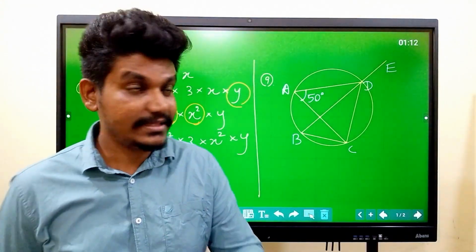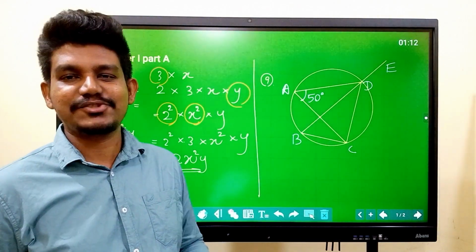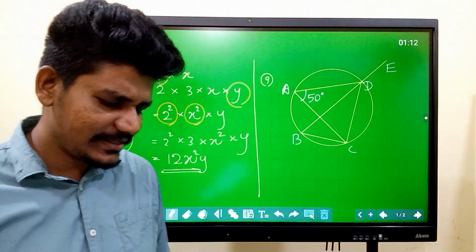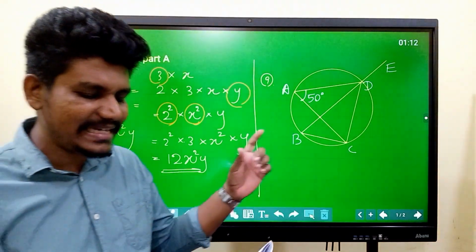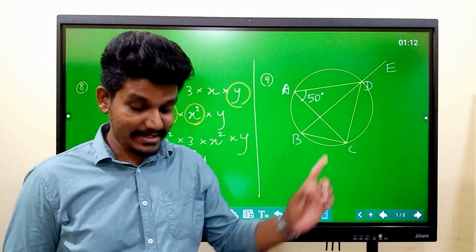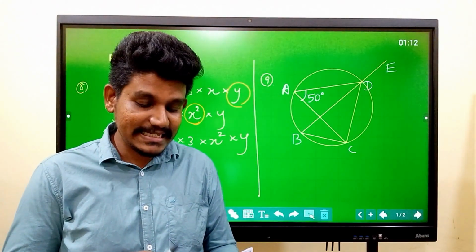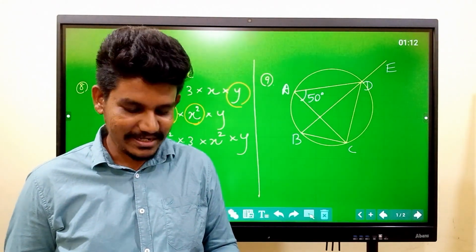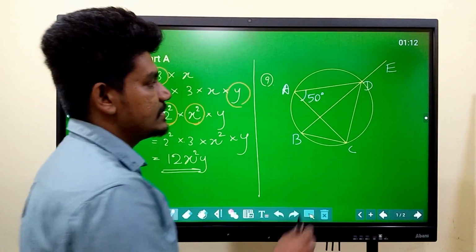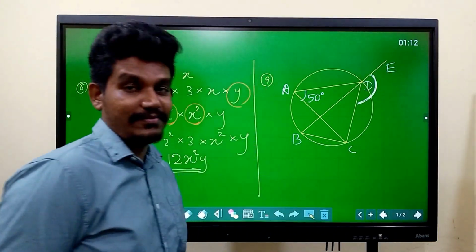Okay, let's see question number 9. It's about circle-related geometry. It says, in the circle given in the figure, the diameter BD is produced to E. BD is a diameter, right? Then find the magnitude of the angle CDE using the given information. We have to find CDE. CDE is an exterior angle, right? This is what has to be found.